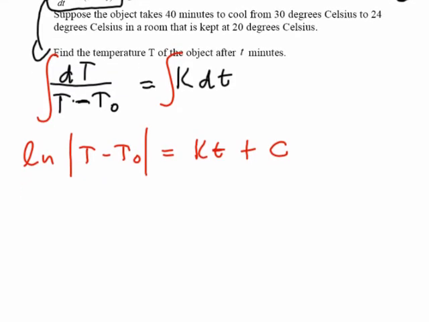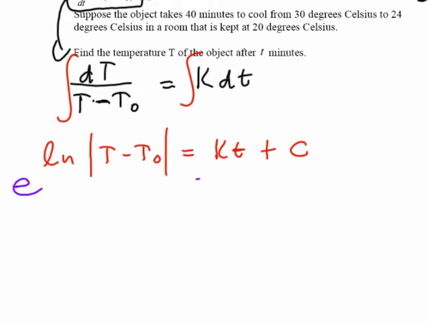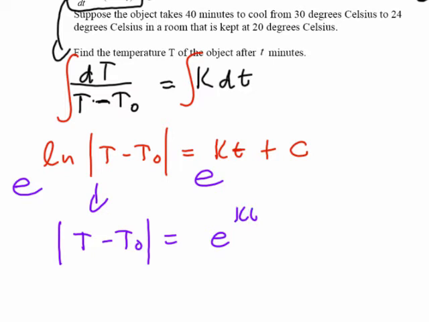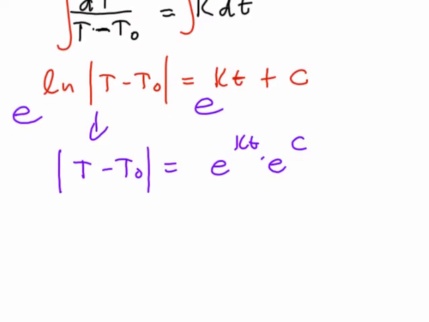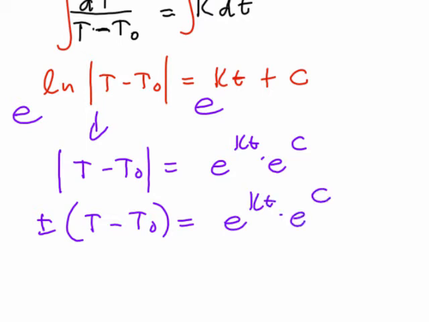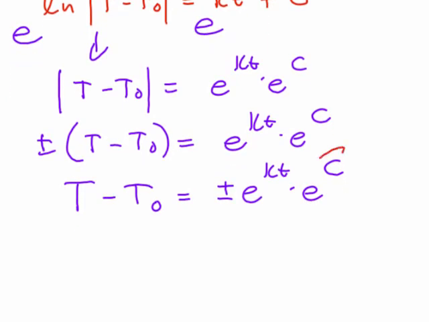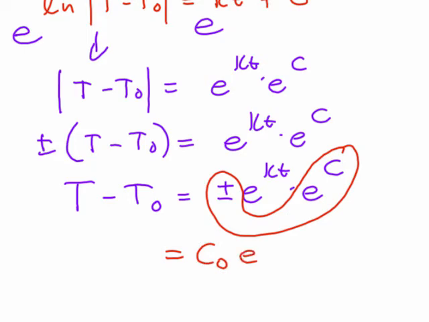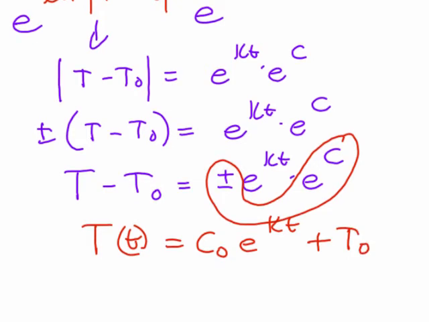To isolate for T, I can raise both sides to a base of e. And that's going to make this absolute value of T minus T naught equals, break my right side up like so. So I'm going to replace the absolute value bars with plus minus. I'm going to transfer the plus minus to the other side. And then I'm going to replace e to the c, which is a constant, and the plus and minus, all with one grand constant, C naught. And if I want to isolate my capital T, I'll move my T naught to the other side. So there's the general solution to my differential equation.